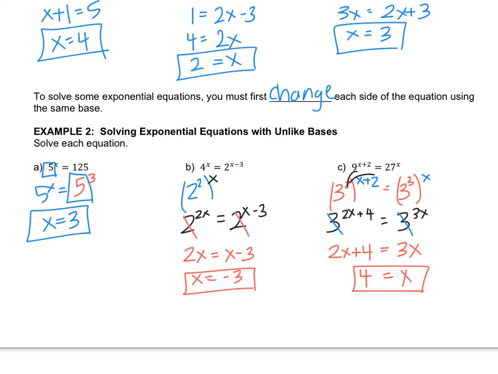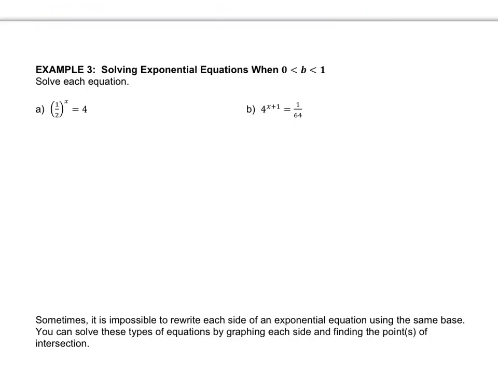All right, we're going to kick it up a little bit more. And now let's look at ones where we have fractions, right? The dreaded F word. So here's my tip. Take care of the fraction first, and then worry about changing the base. Here's what I mean by that. 1/2 is also 2 to the negative 1. So I have 2 to the negative 1 to the x equals 4. All I did was I rewrote 1/2 as 2 to the negative 1.